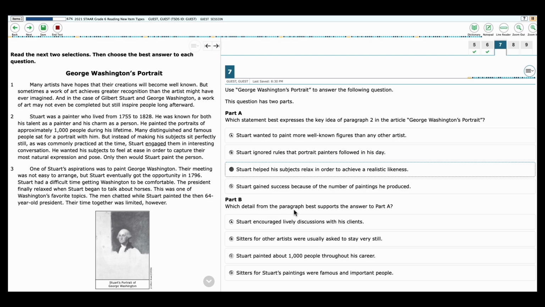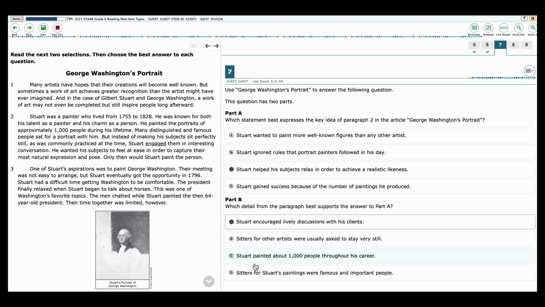Which detail from the paragraph best supports the answer in part A? So these are going to come directly from the passage. Stuart encouraged lively discussion with his clients. Well, yes, that did help them relax. Sitters for other artists were usually asked to stay very still. That doesn't help. Stuart painted about 1,000 people throughout his career. That also doesn't help. And sitters for Stuart's paintings were famous and important people.